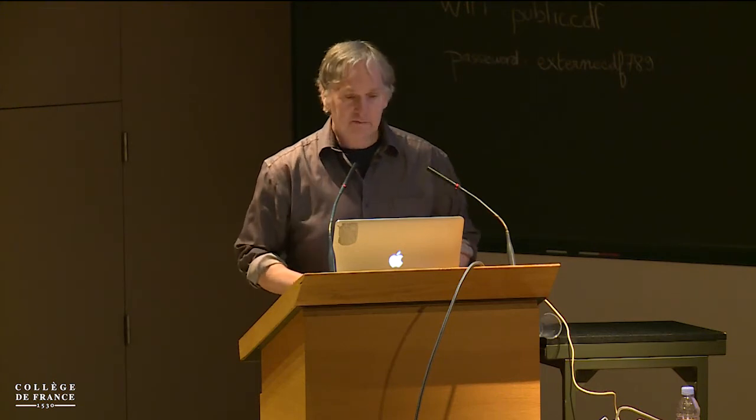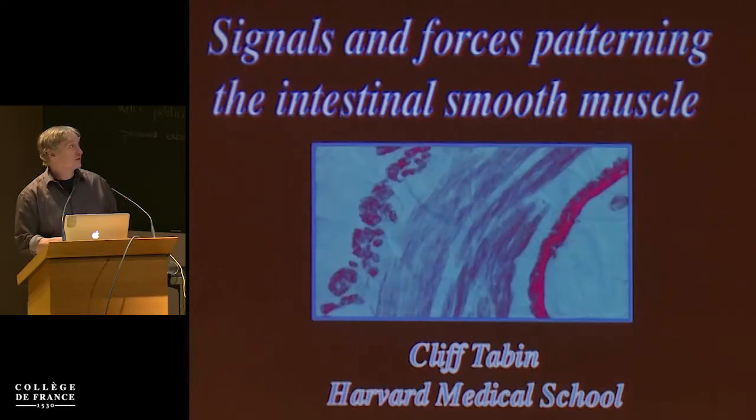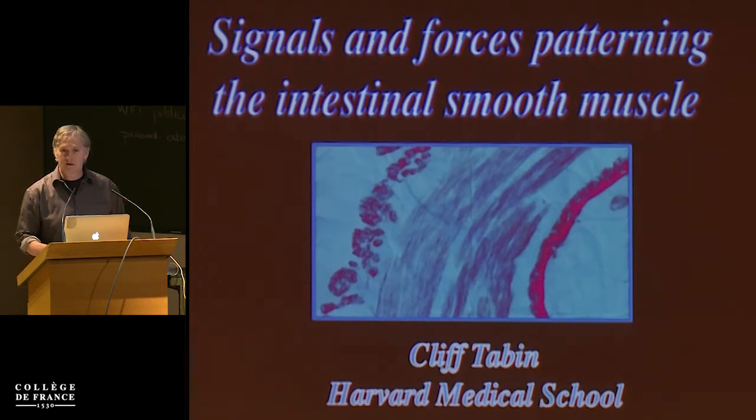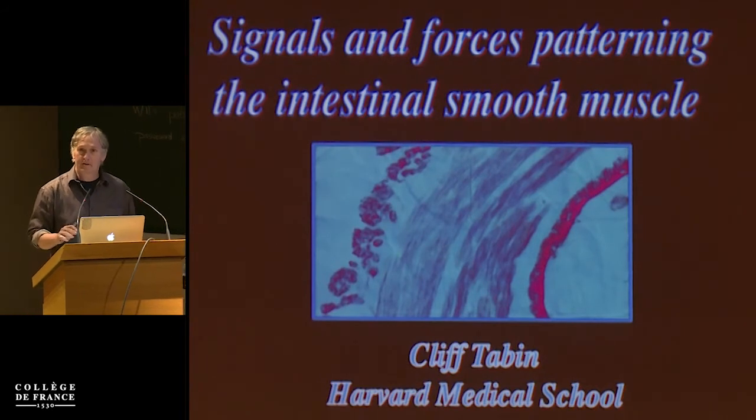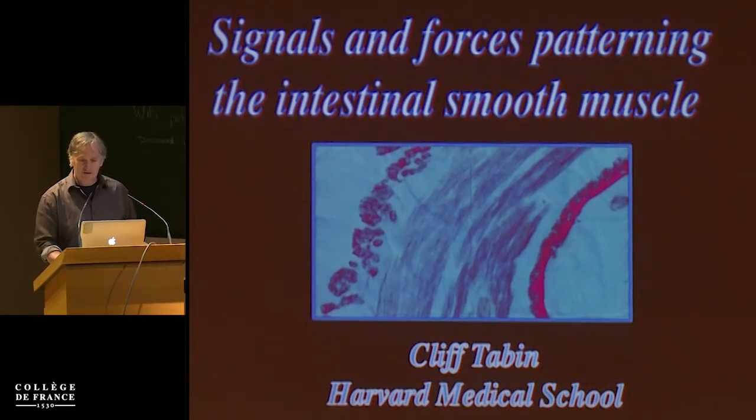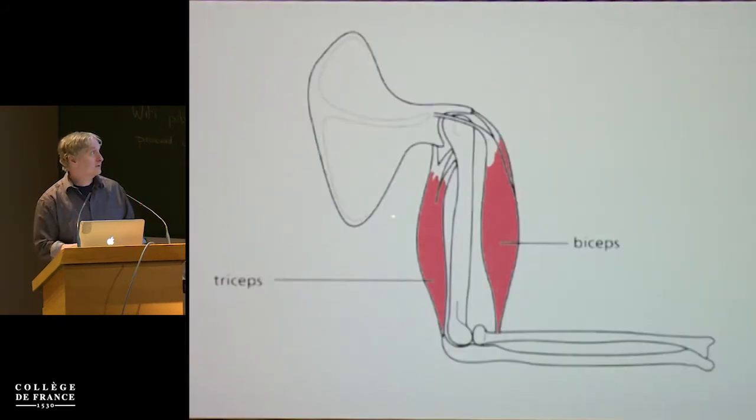So I'm going to be telling you, as the title says, a story about the morphogenesis of the gut, and in particular the morphogenesis of the smooth muscle of the gut. Although I'm going to be talking about the gut, I want to set this up conceptually by looking at a picture of a limb. Here you have the tricep and the bicep. If I were to ask you, by their name, why does the bicep have 2 heads and the tricep have 3 heads? No one knows.